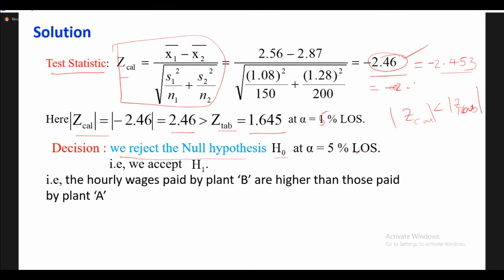Here greater than is there, so we reject the null hypothesis H naught at 5% level of significance. We are rejecting the null hypothesis, which means we have to accept the alternative hypothesis. What is the alternative hypothesis? The hourly wages paid by plant B are higher than those paid by plant A. That means in plant B, workers are getting more pay.